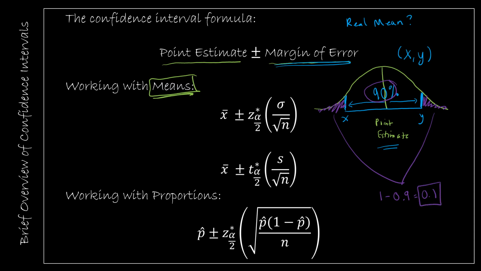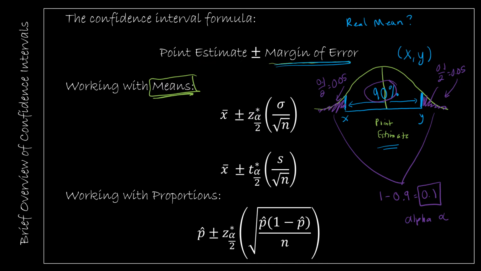This value on the outside is called our alpha level. And alpha is written like this. So as you can see in my formula, we always have alpha over 2. And I have that whether it's means or proportions. And what that means is if I have an alpha level of 0.1, then 0.1 divided by 2, or 0.05, is in the left tail, and 0.1 divided by 2, or 0.05, is in the right tail. And so that's the number that we're going to use here.